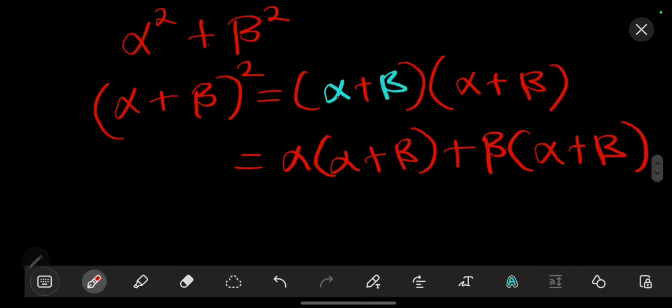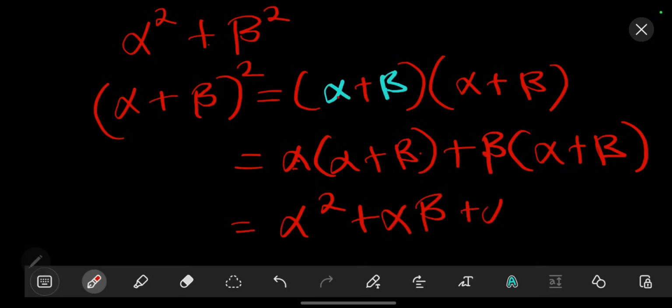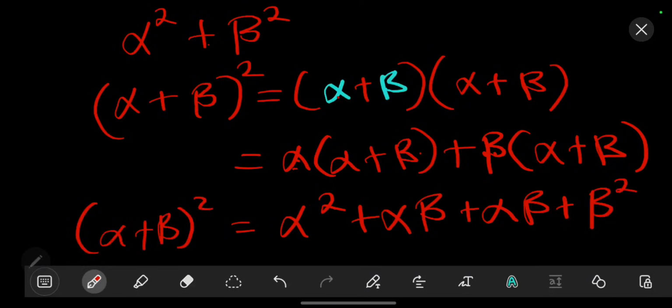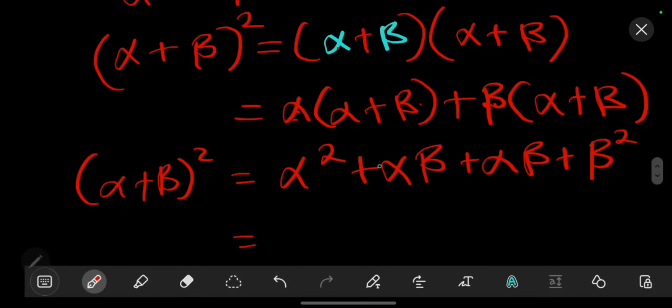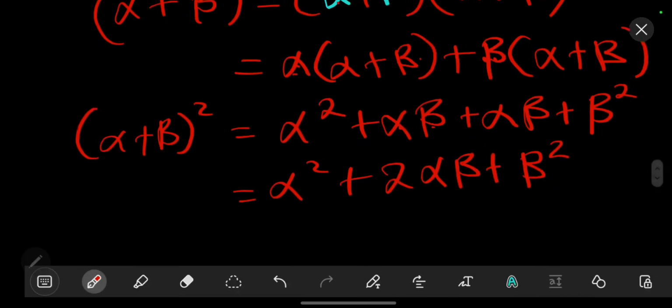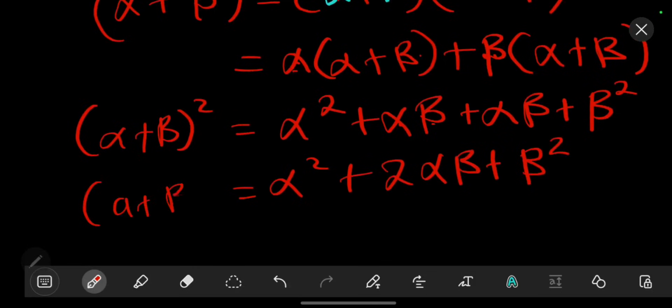So alpha by alpha will give us alpha squared. Then plus alpha by beta, it will give us alpha beta. Beta by alpha will give us alpha beta. Then beta by beta is going to give us beta squared. So we have alpha plus beta squared like that. Then we have alpha squared plus alpha beta plus alpha beta. This will give us 2 alpha beta. Then we have plus beta squared. So this will be alpha plus beta squared.